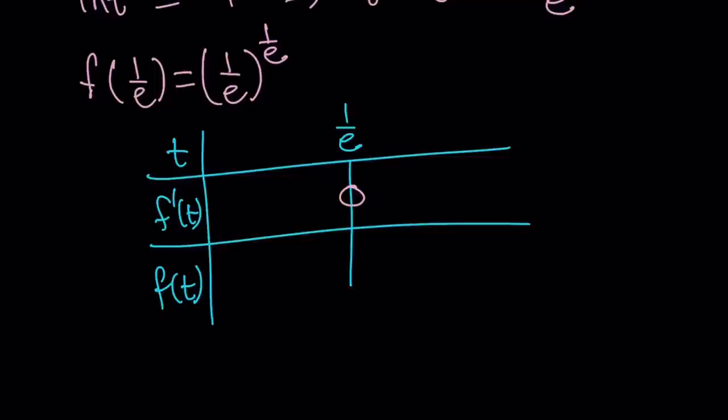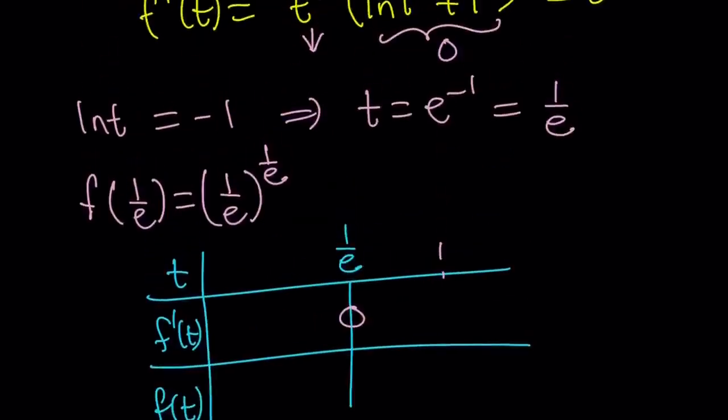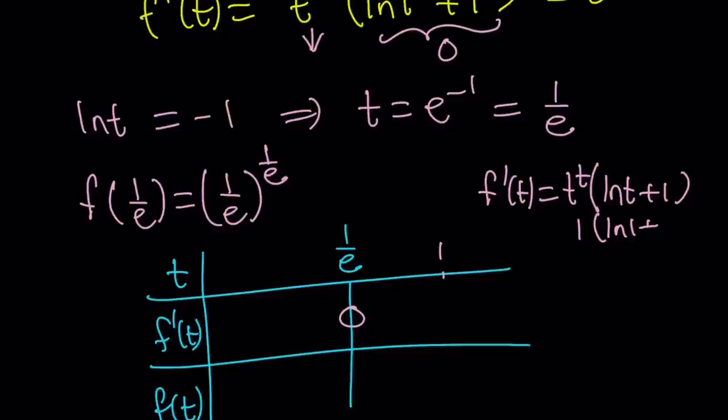Now we kind of have to find out what happens to the right and to the left of 1 over e for t values. If t is greater than 1 over e, for example, you can use a test value like 1. Remember, the derivative is t to the t times ln. So let's go ahead and write the derivative here real quick: t to the t multiplied by ln t plus 1. If you replace t with 1, you're going to get 1 times ln 1 plus 1, which is positive. So to the right, we know that it's going to be positive.